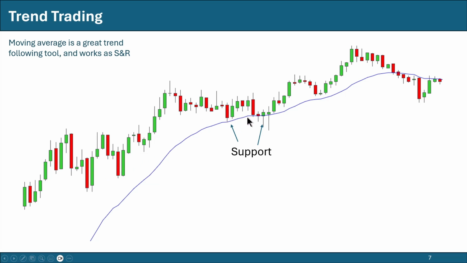And then it's great to see the moving average continue to act as support. That means that the trend is continuing, and as long as it's acting as support, it'll probably continue to act as support. So it's a great trend following tool. Once the market is able to get below the moving average, then it ends up acting as resistance. You can see there were 2 tests of the moving average here.